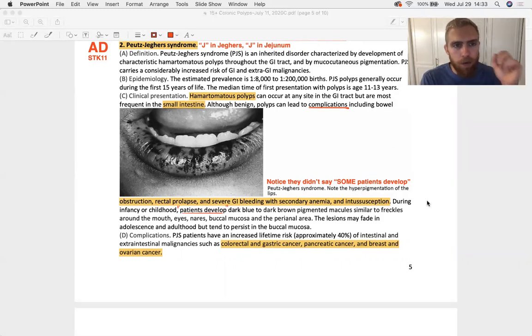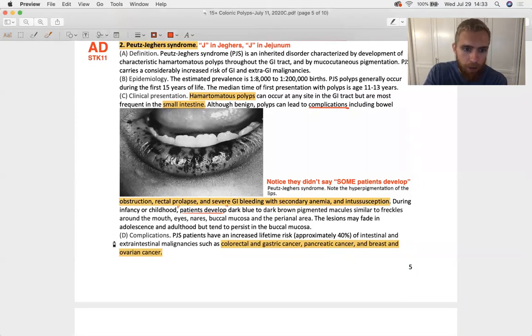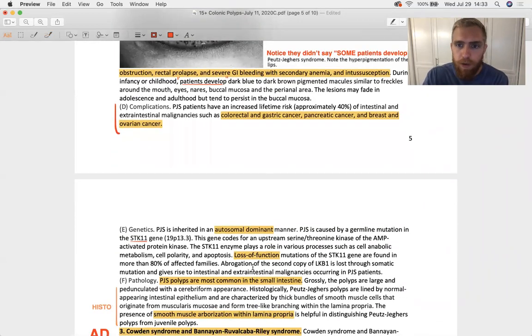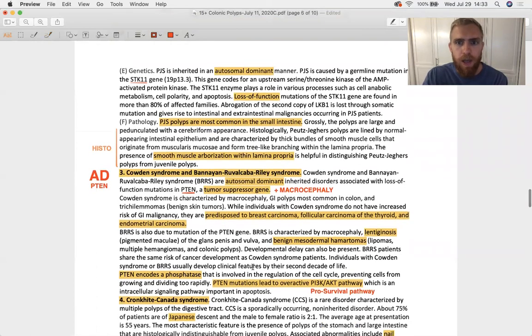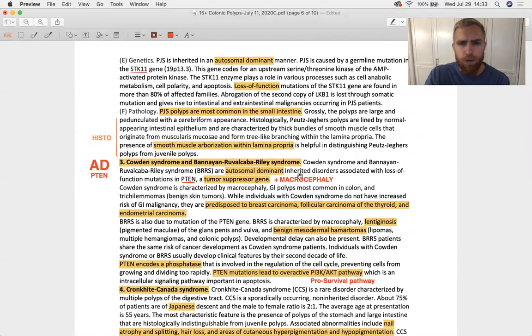You just need to remember it's STK11 mutation, and you need to remember it's got increased risk of some extraintestinal cancers: gastric cancer, pancreatic, breast, and ovarian. And so I got nothing to tell you about that. Just memorize it. Again, it's autosomal dominant, STK11. It's a tumor suppressor gene. How do we know that? Loss of function mutations are found in the cancers.